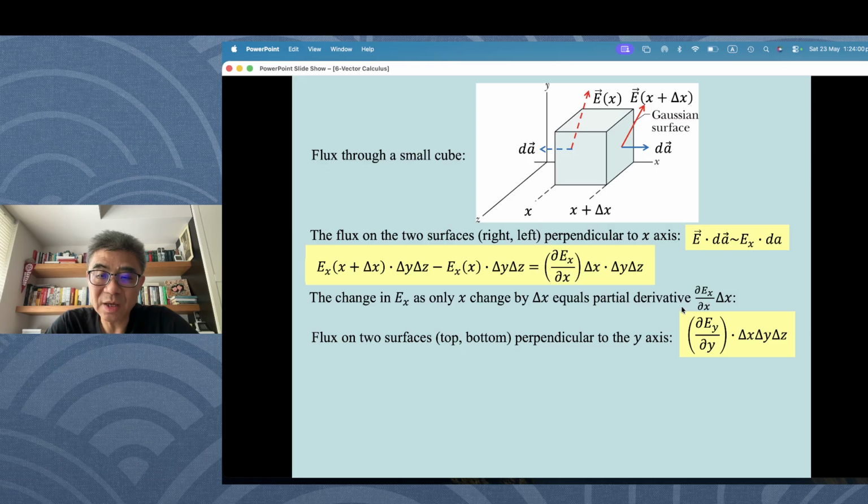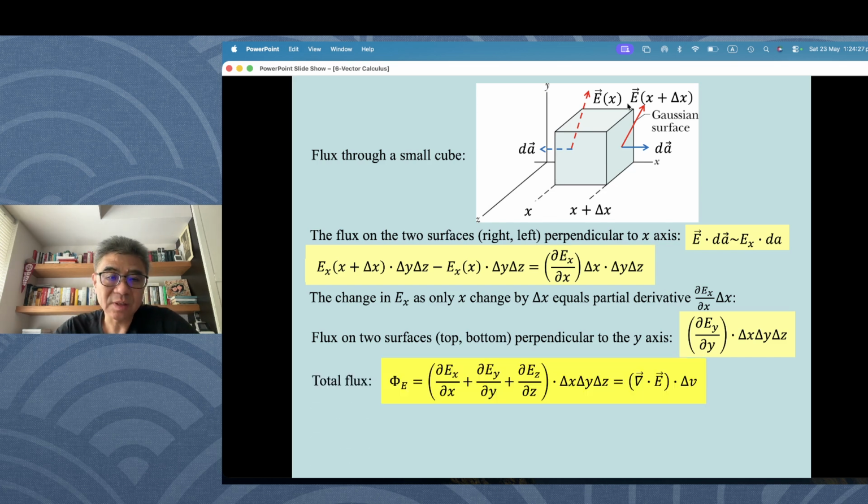Okay, I hope it's clear to you. If you think a little bit, it's not that difficult to identify the difference between the top and bottom. The difference of electric flux of the top and the bottom equals partial Ey over partial y, times delta x, delta y, delta z. Therefore, we have two left, which are the front and back. And it's not difficult to see it is partial Ez over partial z.